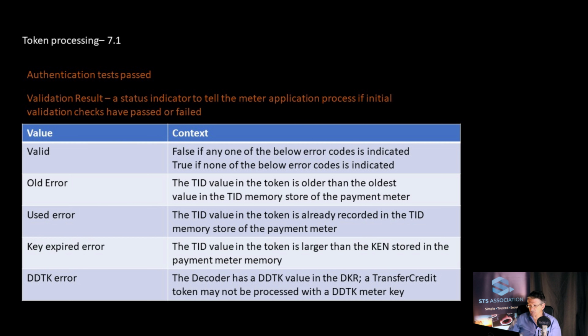If the TID value in the token is larger than the key expiry number stored in the payment meter, then it means that the key has expired and the meter is not allowed to accept it. And then you have a DDTK error. If the decoder has a DDTK value in its decoder key register and a transfer credit token is presented, then you will land up with a DDTK error because you cannot vend credit to a meter if it's coded with a DDTK.